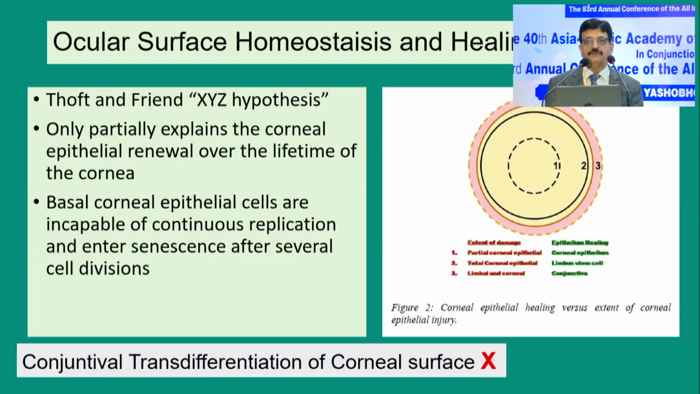One term I would like to introduce for those who are newer is conjunctival transdifferentiation of the ocular surface. This term was introduced with the concept that after chemical injury, if you make the ocular surface avascular, the conjunctival epithelial cells transform into corneal epithelial cells. Later on it was proved that this is not true, and the hypothesis was discarded.